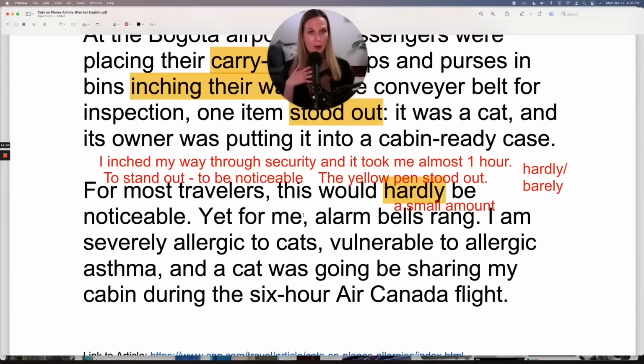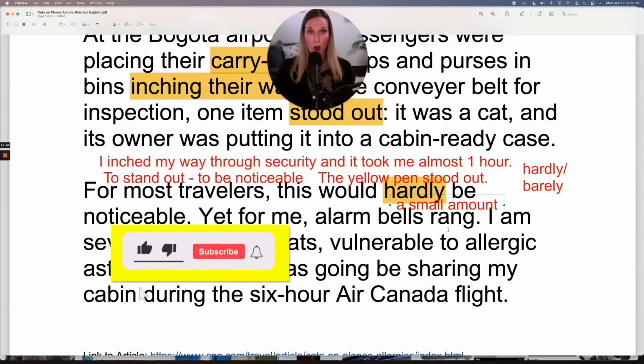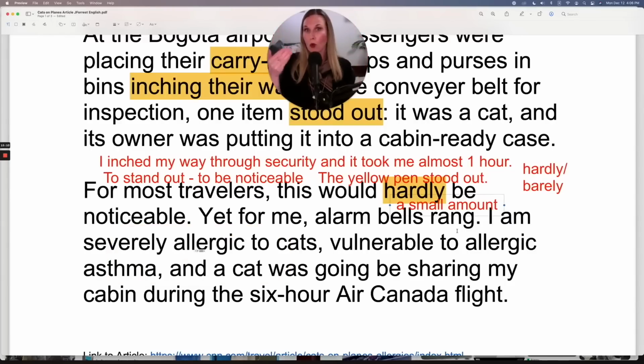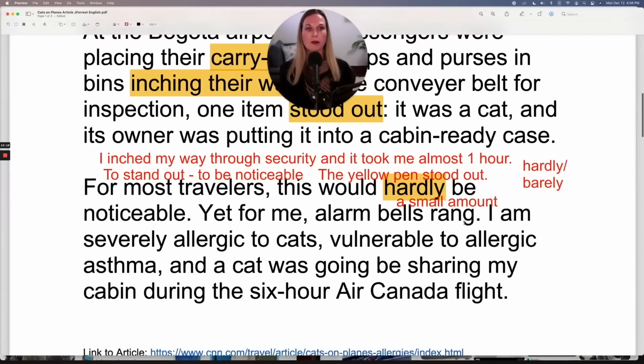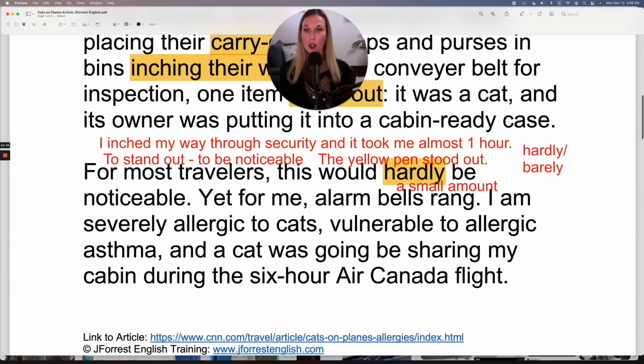Yet for me, alarm bells rang. So just like your phone rings, right? That's the verb we use, to ring, when you get a phone call. Well, that's the verb we use with alarms. Ring. The alarm rings, and rang is just in the past simple. Alarm bells rang. I am severely allergic to cats, vulnerable to allergic asthma, and a cat was going to be sharing my cabin during the 6-hour Air Canada flight.